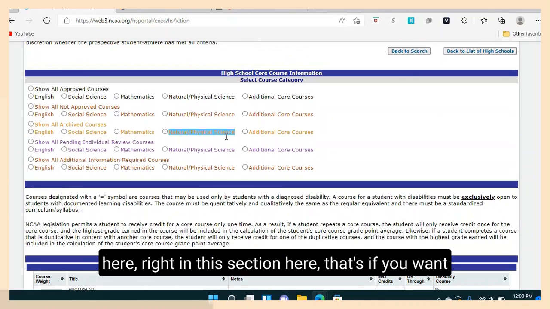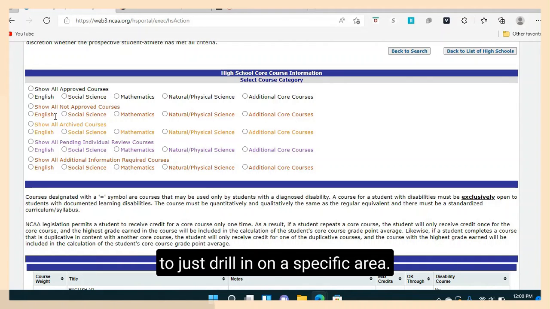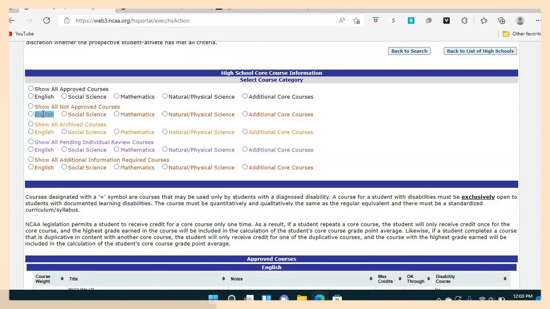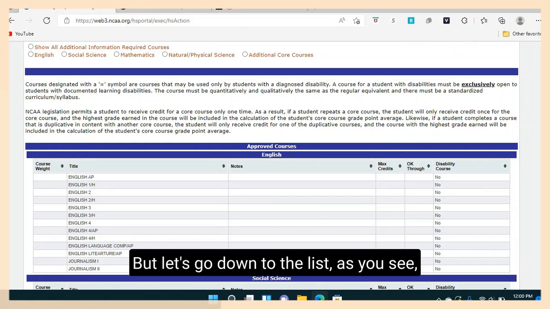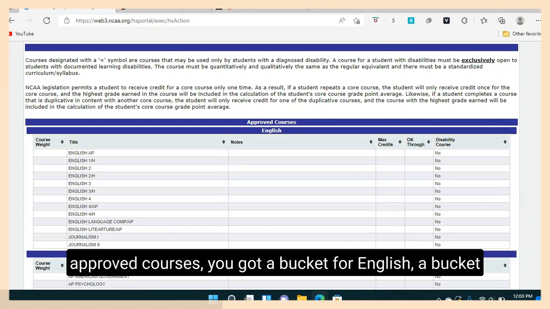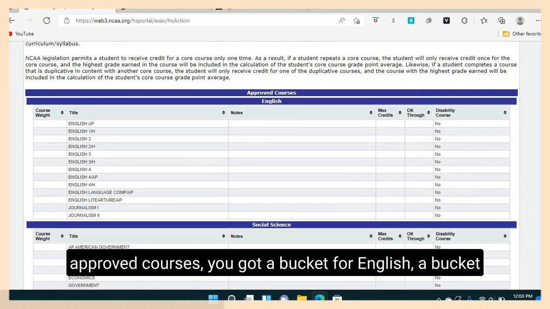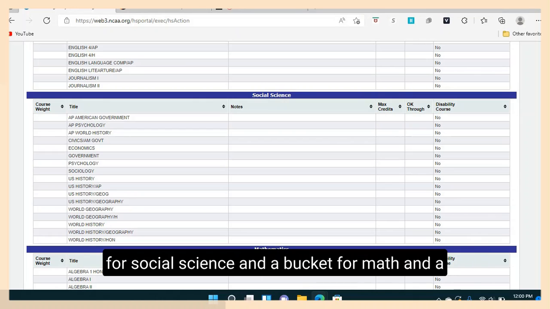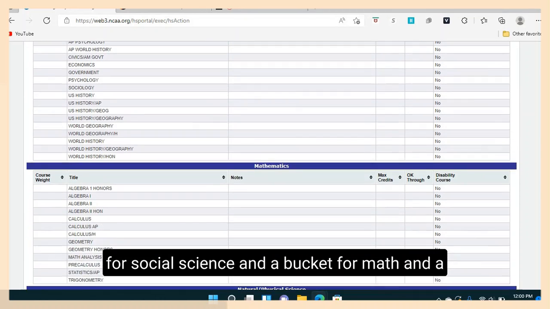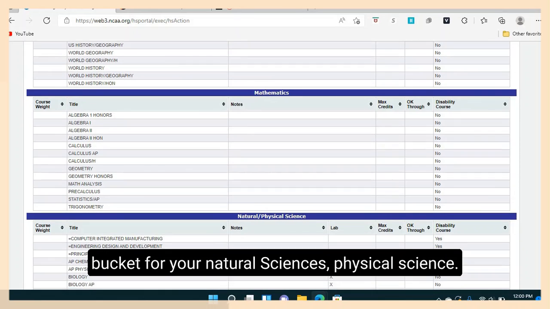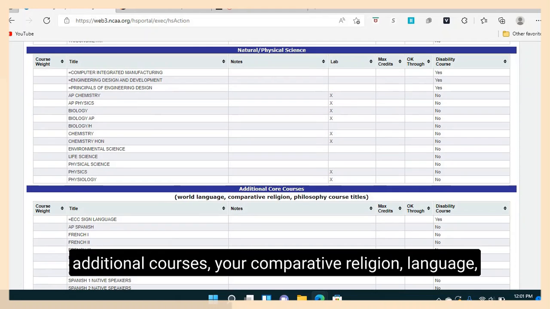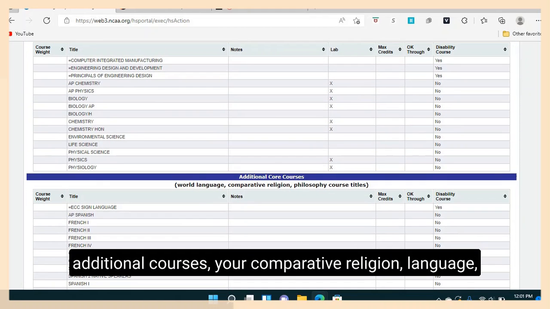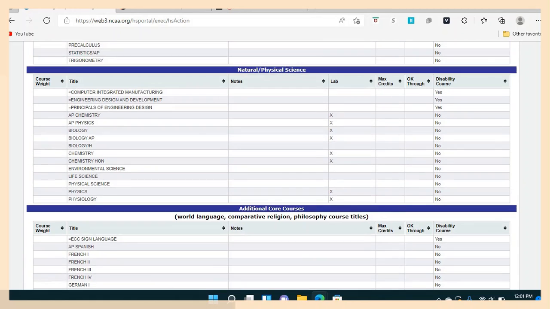and here, right in this section here, that's if you want to just drill in on a specific area, right? But let's go down to the list. As you see, approved courses. You got a bucket for English, a bucket for social science, and a bucket for math, and a bucket for your natural sciences, physical science, right? And down here you have the additional courses, your comparative religion, language, world language, things like that, right?